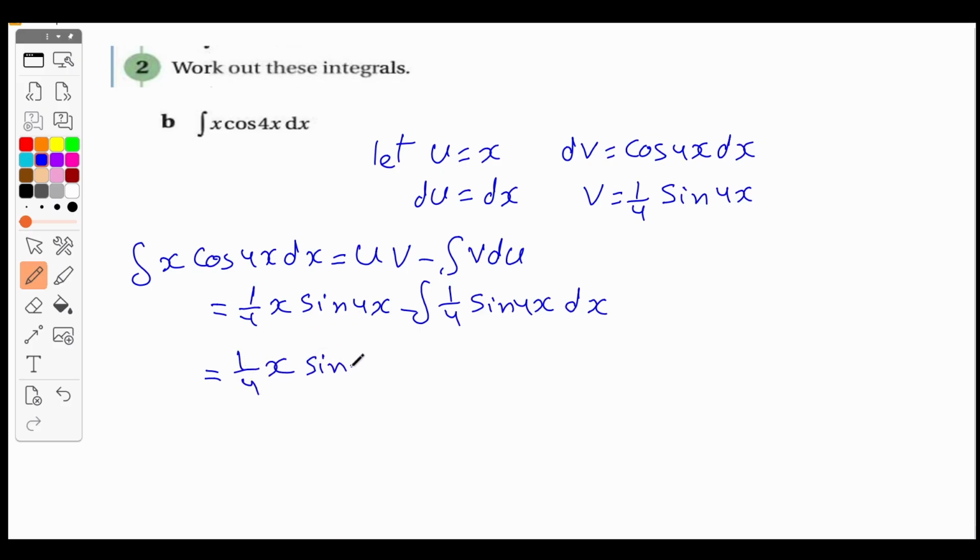So we keep the first part as it is, quarter x sine 4x, minus, okay, the integral of sine here is negative cosine. So negative by negative is positive. Here quarter, and you should divide by 4 because of 4x. Okay, dividing by 4 means multiplying by quarter, and here quarter, so it will be 1 over 16. 1 over 16 comes from quarter times quarter. Okay, then cosine 4x plus c.